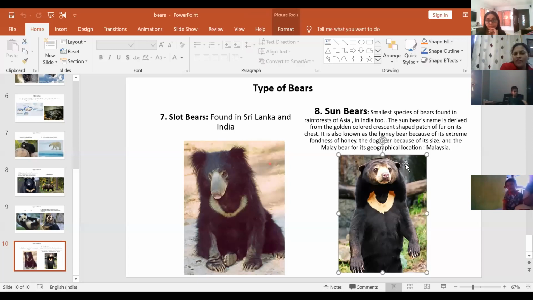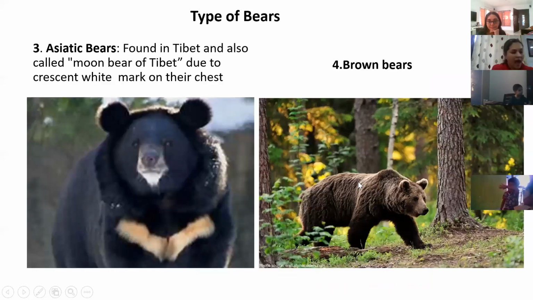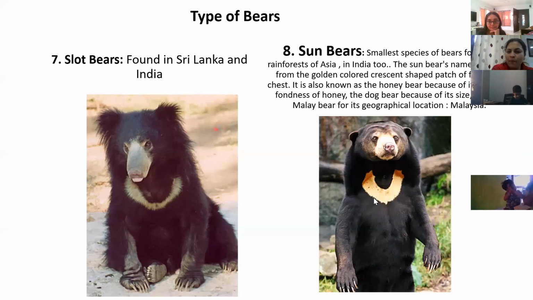Can you see? On this right side are the sun bears. They also have crescent shape hair, golden hair of crescent shape on their chest. Now this is golden in color, they are not white. That is the reason they are called sun bears, and they are the smallest species in the bear family. The sun bears are the only bears who like to eat honey. So they are honey lovers.